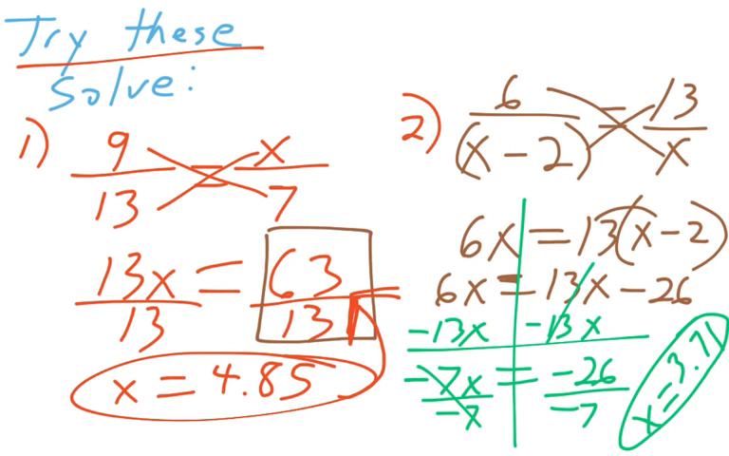So proportions. 2 fractions that are equivalent to one another. To solve a proportion, you cross multiply. And basically in one step, you make it into a linear equation that you solve.